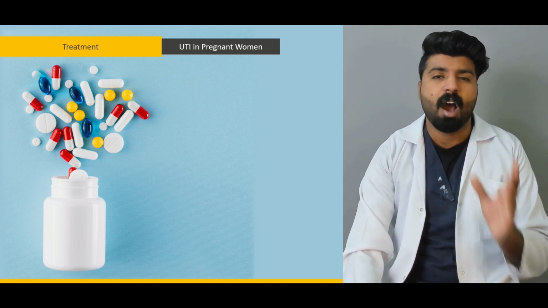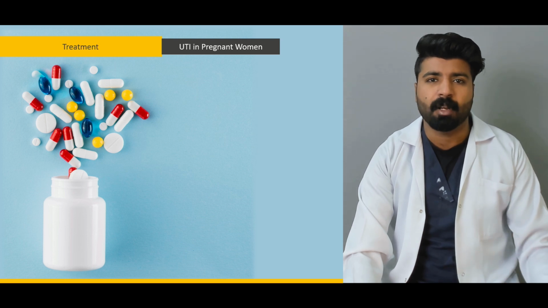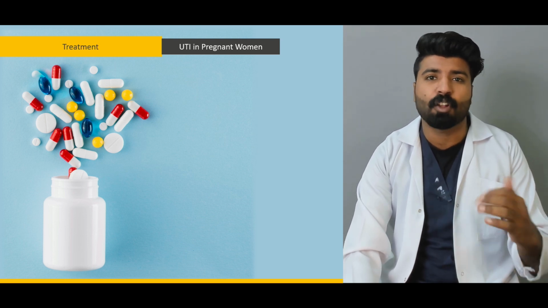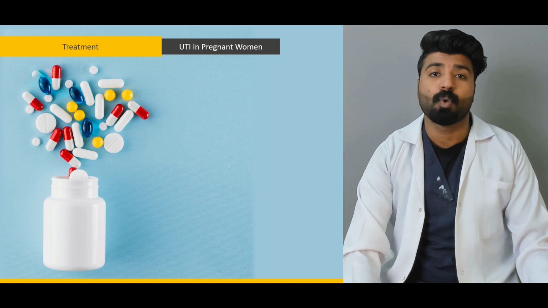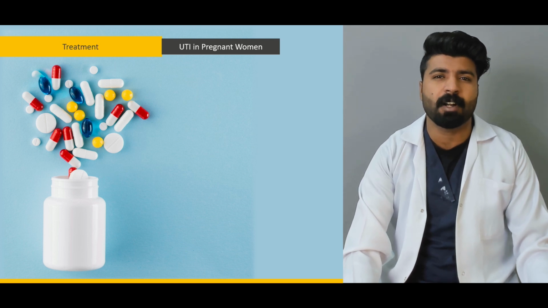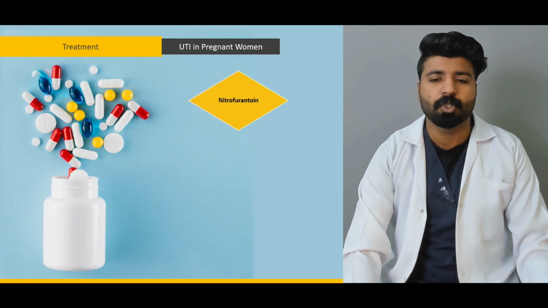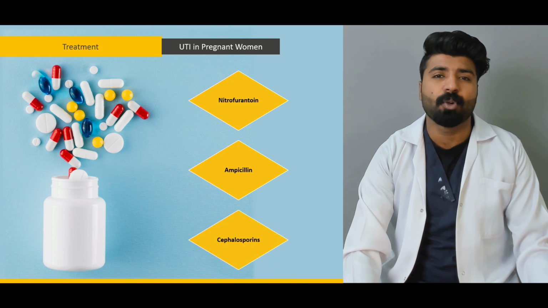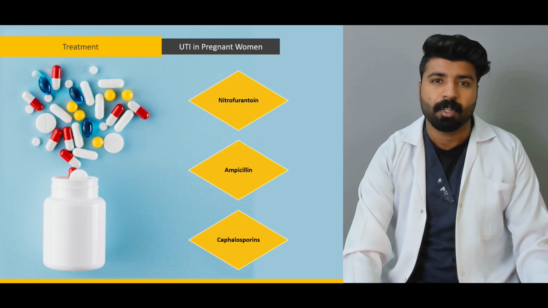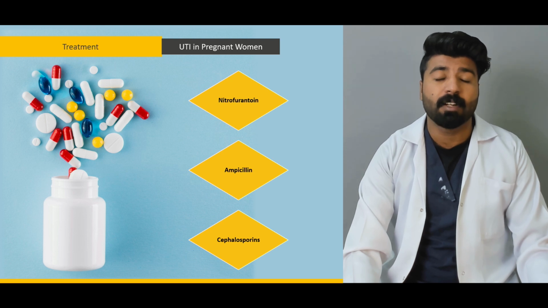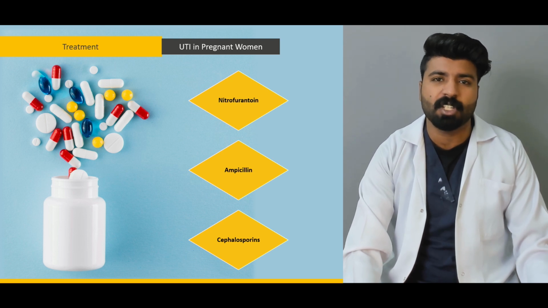In the treatment, multiple drugs have a very harmful effect on a pregnant woman, either on the baby or on the health of the woman. So you go for only specific groups of antibiotics in pregnant women suffering from UTI. You go for nitrofurantoin, ampicillin, and cephalosporins. These three groups are safe for pregnant women who get UTI. Even in recurrent UTIs, we only stick to these antibiotics.